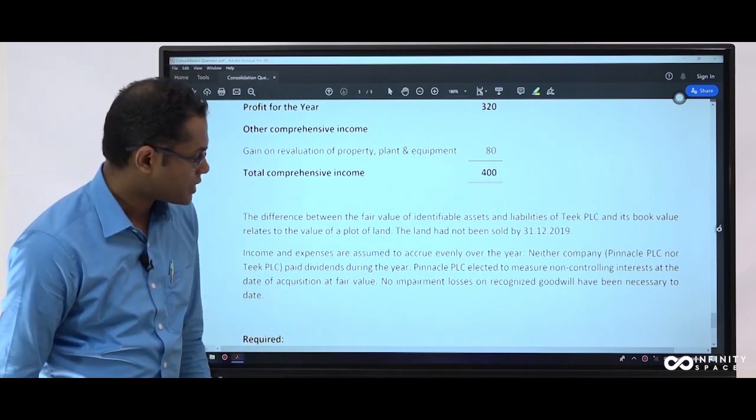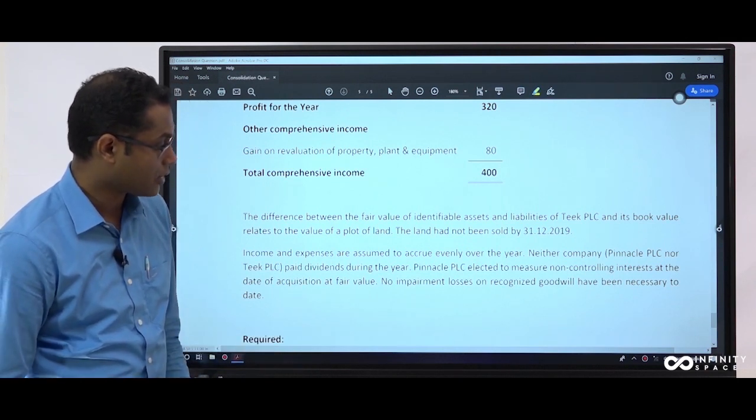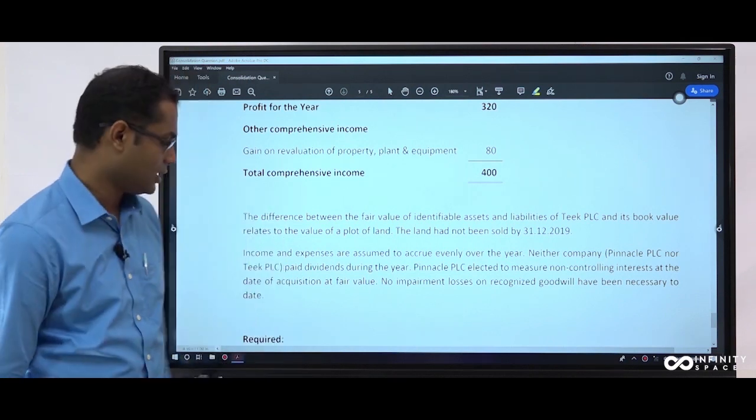Then no impairment losses are recognized with regard to the goodwill. No impairment losses on recognized goodwill have been necessary to date. No impairment losses in goodwill.